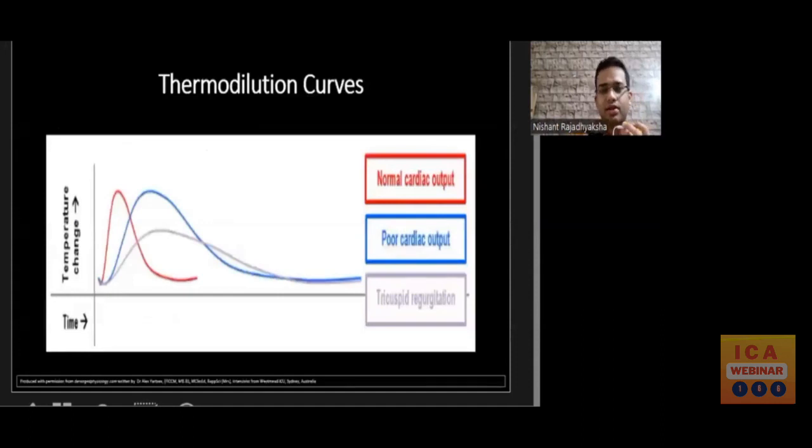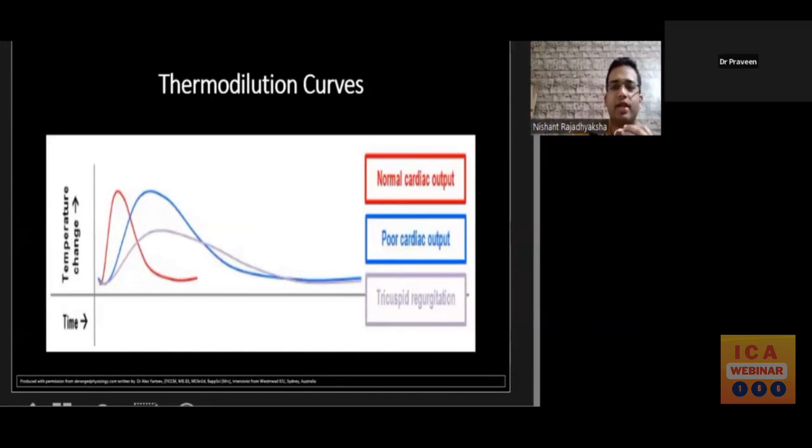The thermodilution curves are visibly different in different pathophysiological states. The higher the cardiac output, the faster will be the blood flow, and the shorter and steeper will be the thermodilution curve. In low cardiac output, the curve is slow and lazy and has a large area under the curve. This is because less blood is available for the injectate to mix with.